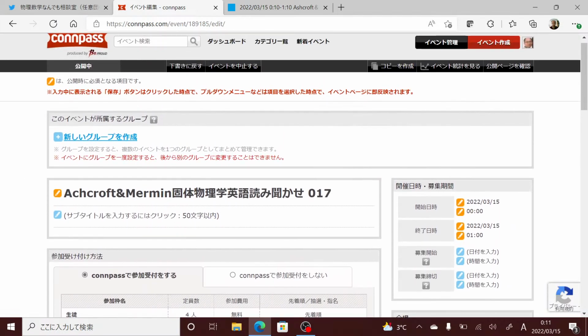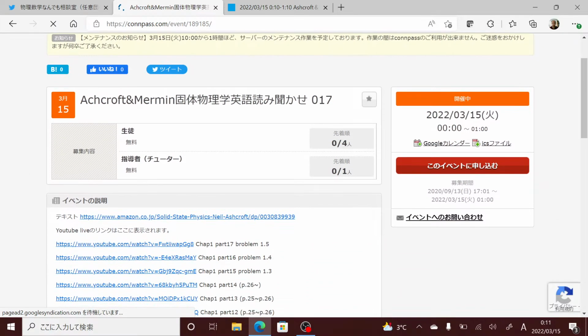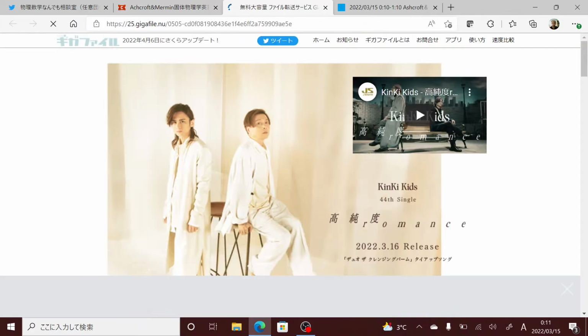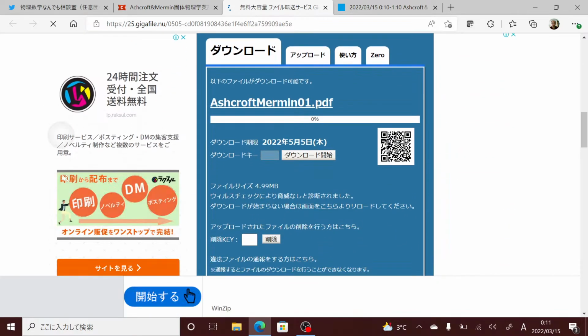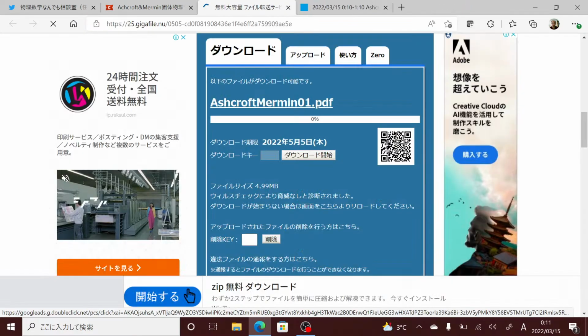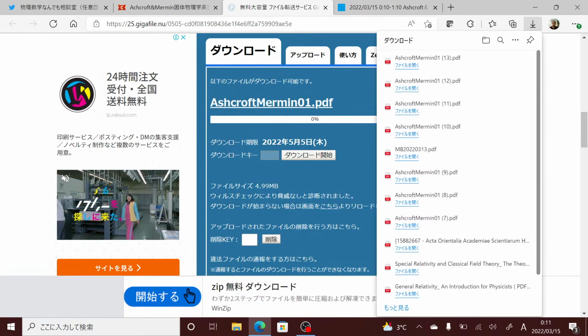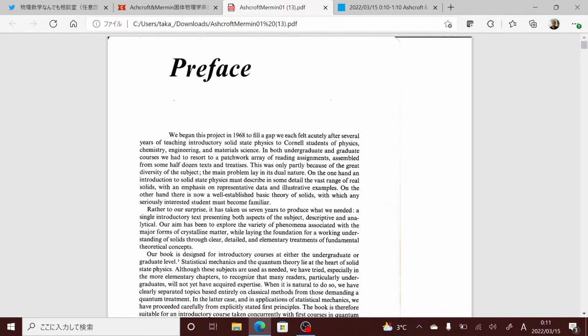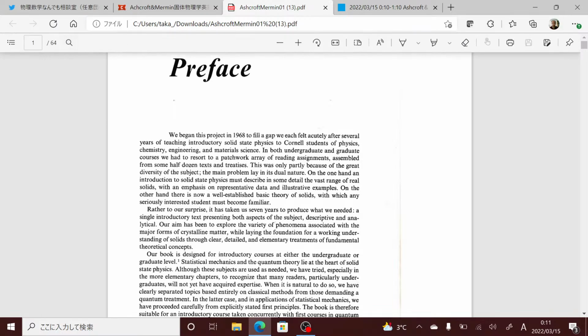Then we can do PDF. I can download PDF. Then I can probably, so this, I don't know why this laptop consumes so much power.